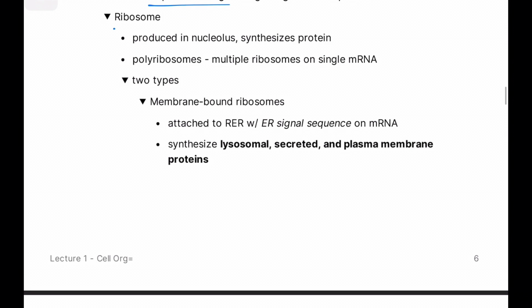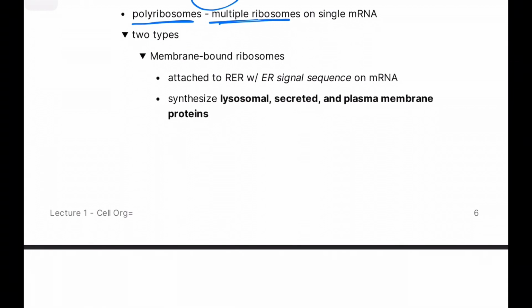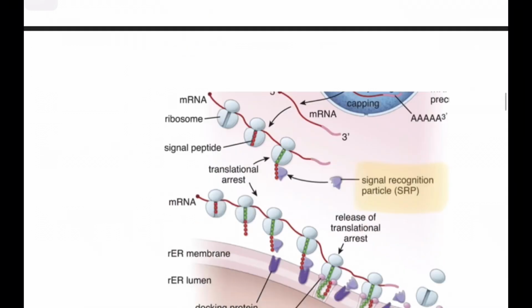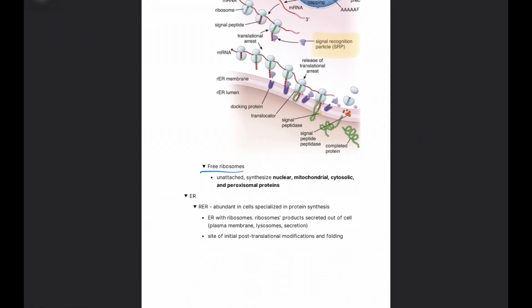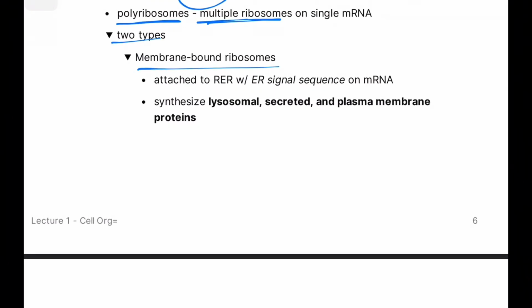You have ribosomes here. You already knew this from your notes before. You have polyribosomes, so multiple ribosomes on a single mRNA. That's probably really easy to remember. I would make a quick note of it, just like I did in here, right? So here I wrote you have two types. You have your membrane-bound ribosomes as well as your free ribosomes, right? So these are just things that you have to just remember, right?